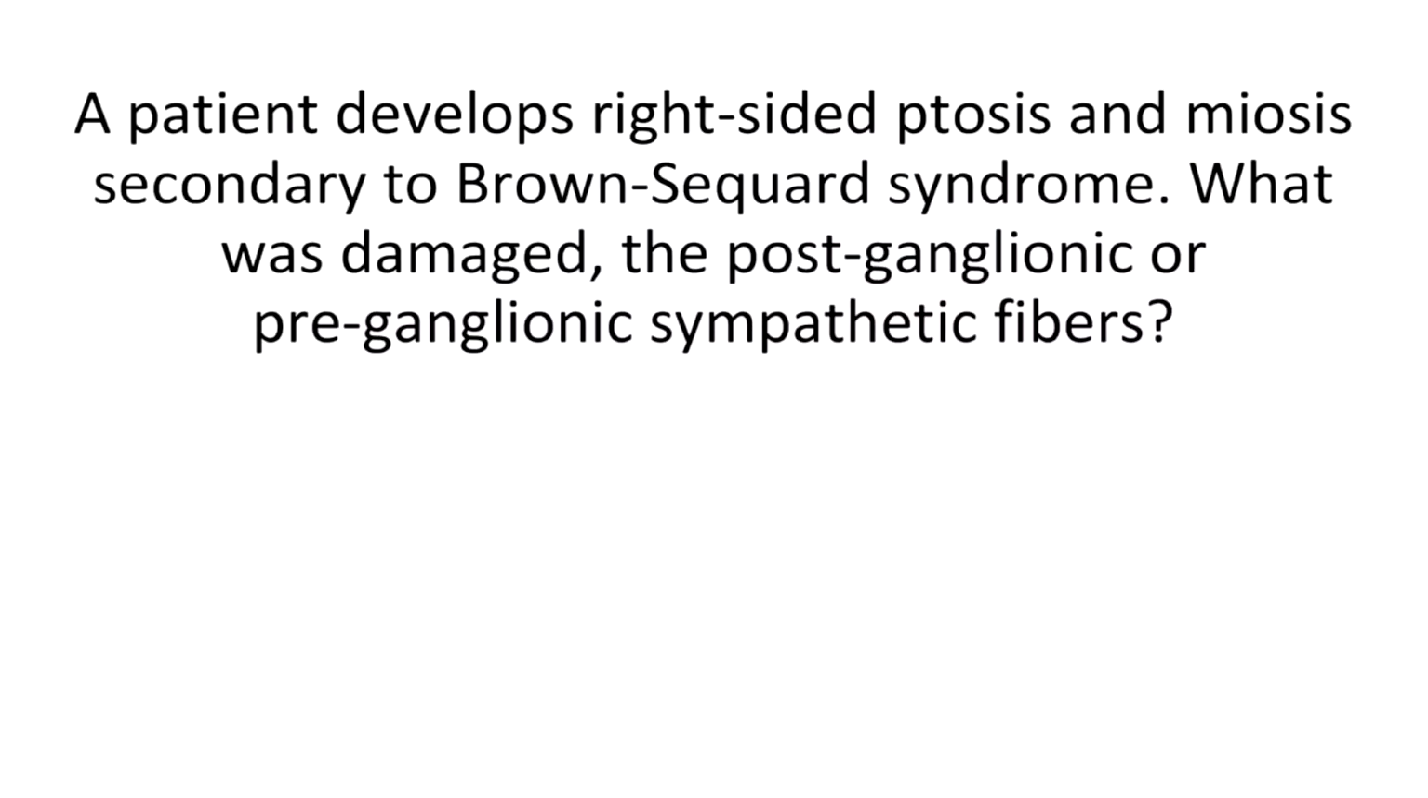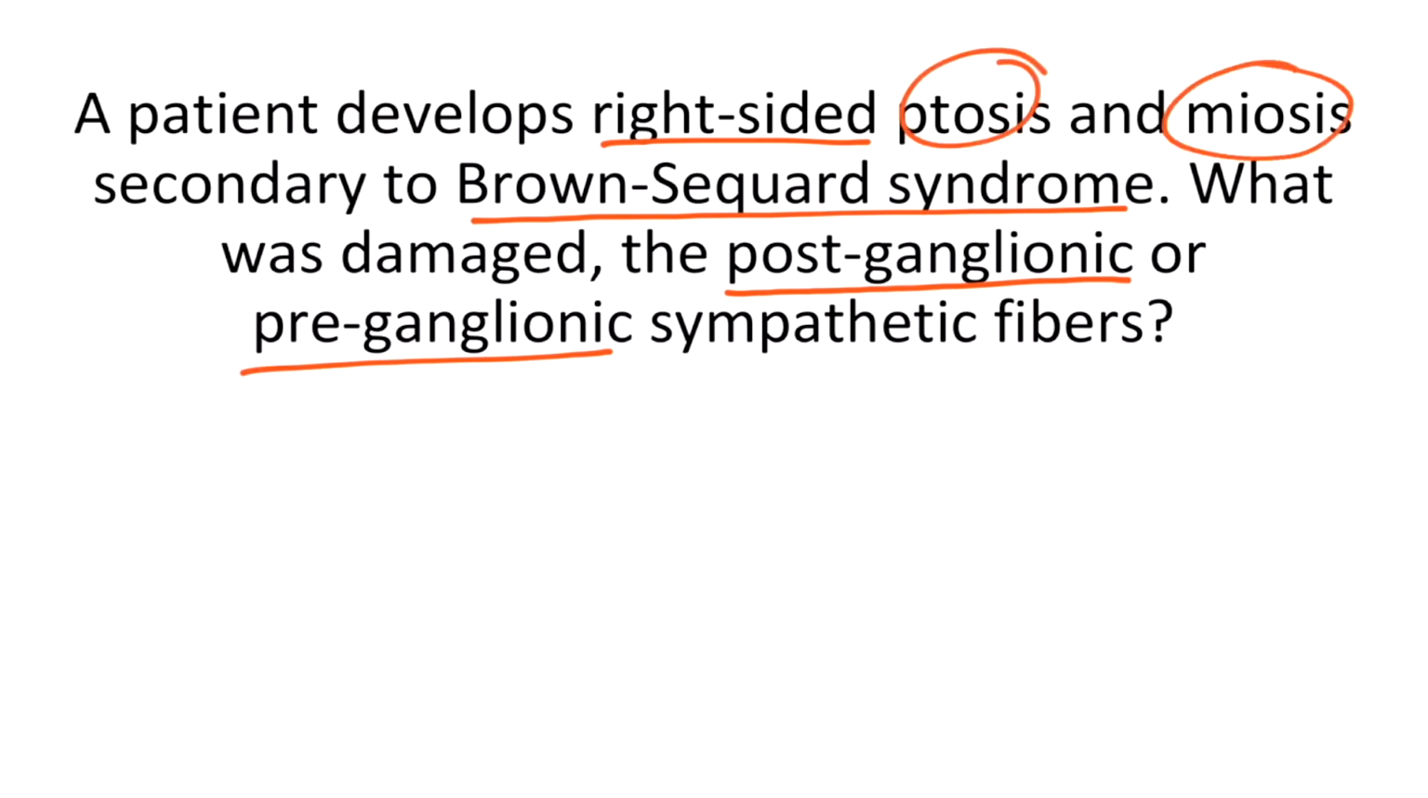So let's do a question. Let's say a patient develops right-sided ptosis and meiosis. This is on the right side. And this is secondary to Brown-Séquard syndrome. What was damaged, the postganglionic or the preganglionic sympathetic fibers? So this patient has Horner syndrome because they have ptosis and meiosis. So right-sided Horner syndrome. So is it the postganglionic or the preganglionic fibers that are the culprit?